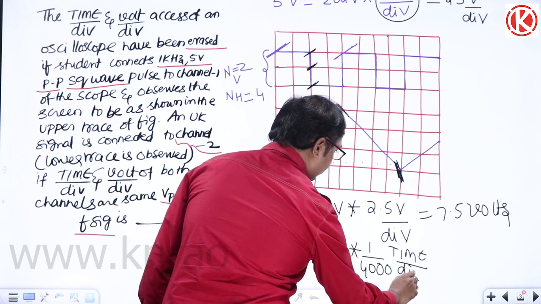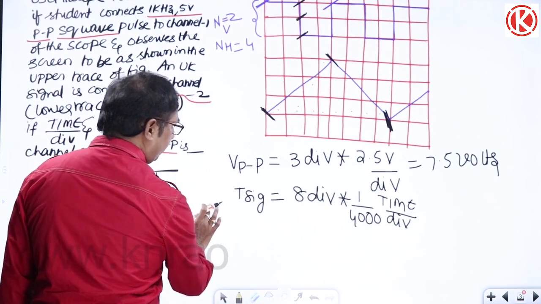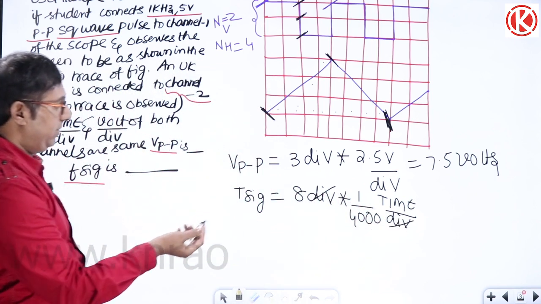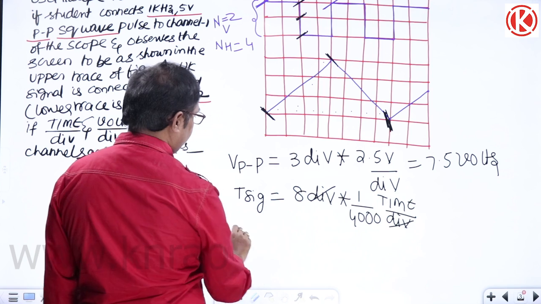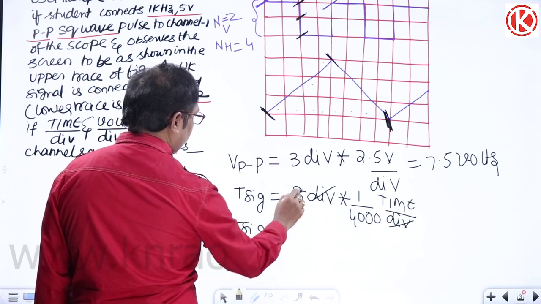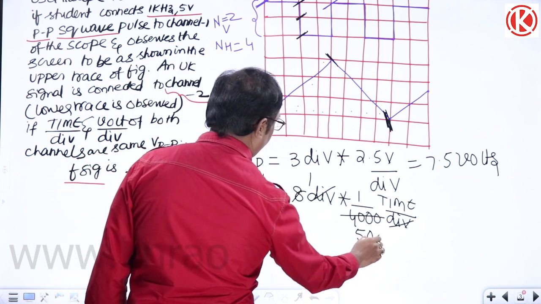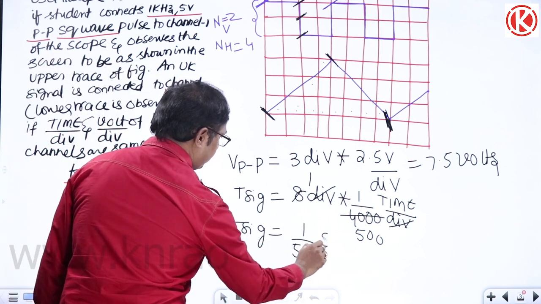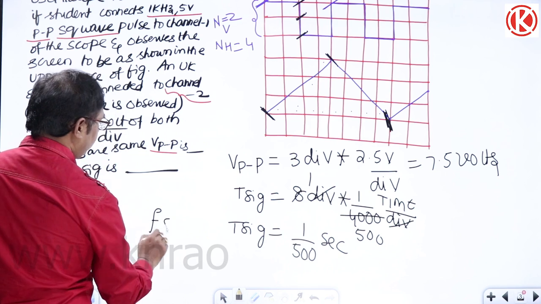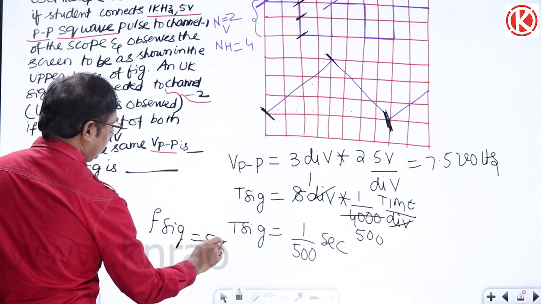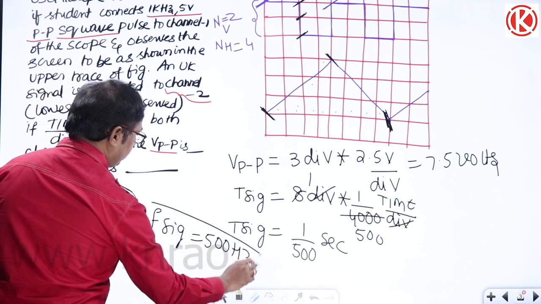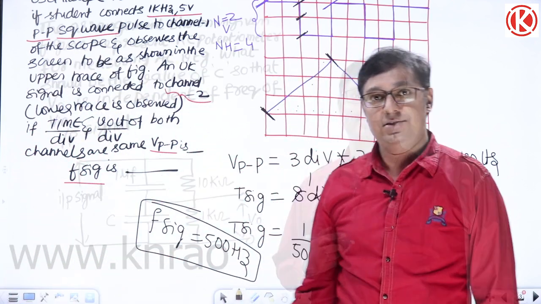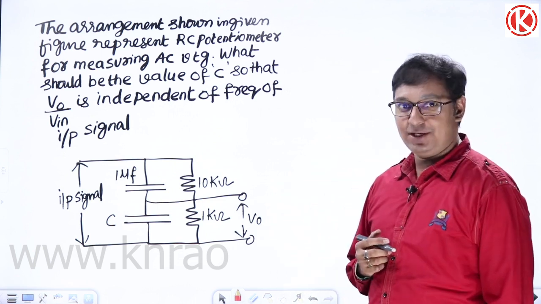Time per div. He is asking for frequency. This gets cancelled. 1 by 8 ones, 8 500s. T signal equals 1 by 500 seconds. What is F signal, please? Reciprocal of this, which is 500 hertz. F signal is 500 hertz. Is it done? Right. Next question on the CRO.